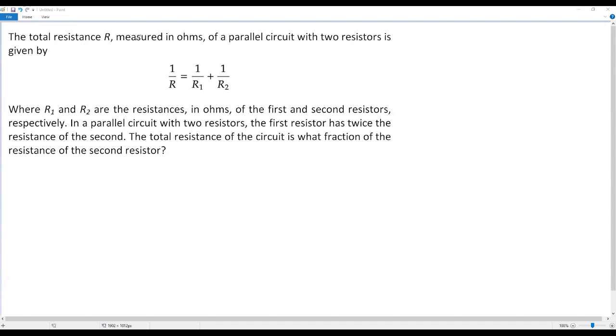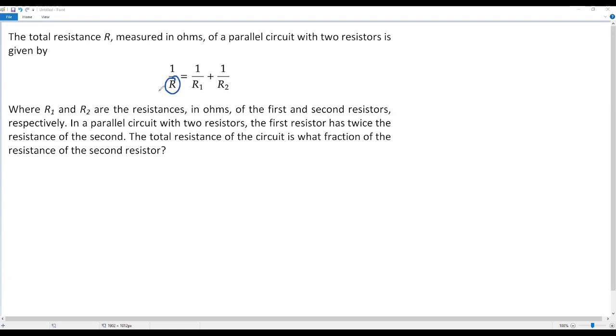The total resistance R measured in ohms of a parallel circuit with two resistors is given by 1 over R equals 1 over R1 plus 1 over R2, where R1 and R2 are the resistances in ohms of the first and second resistors respectively. In a parallel circuit with two resistors, the first resistor has twice the resistance of the second. The total resistance of the circuit is what fraction of the resistance of the second resistor?